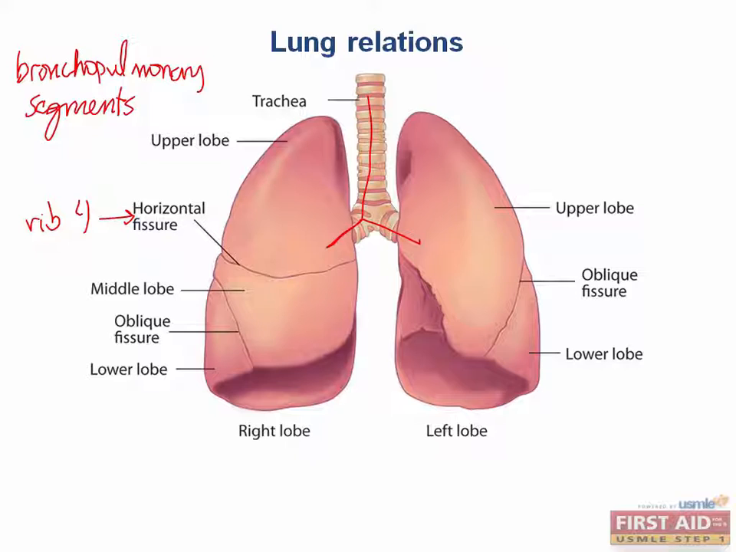In the left lung, the lingula is the homologue of the right middle lobe, but this space in the left lung is occupied by the heart. Lingula is Latin for little tongue, so this area is sometimes referred to as the tongue of the lung.